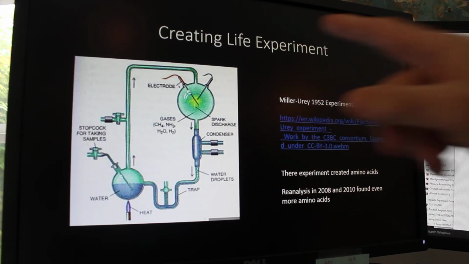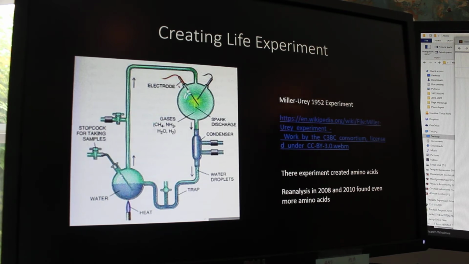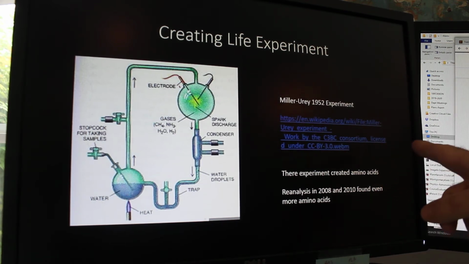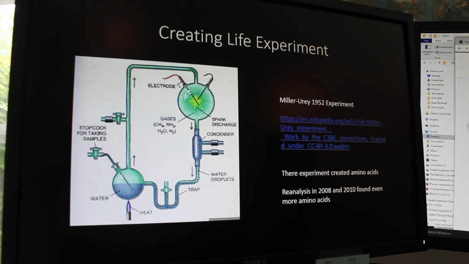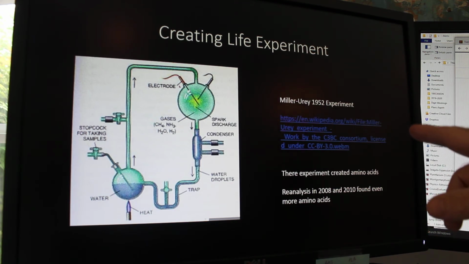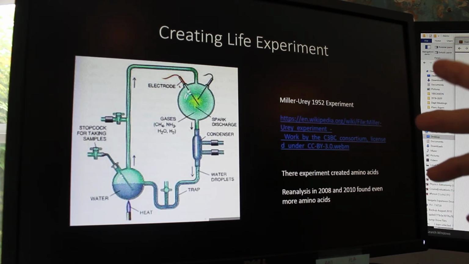So they did this, they ran it for a while, and then they looked at it, and what did they find? They found amino acids. What are amino acids? Those are the things that build proteins, which are the molecules that build life. So what they did is they didn't create life, but they created the molecules necessary for life by just creating the same kind of atmosphere that the Earth had early on.